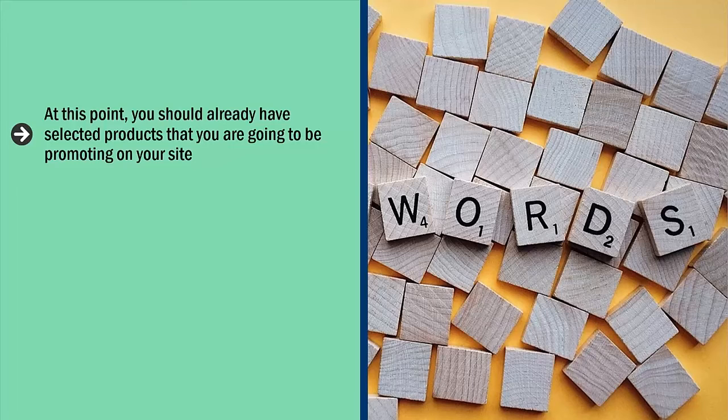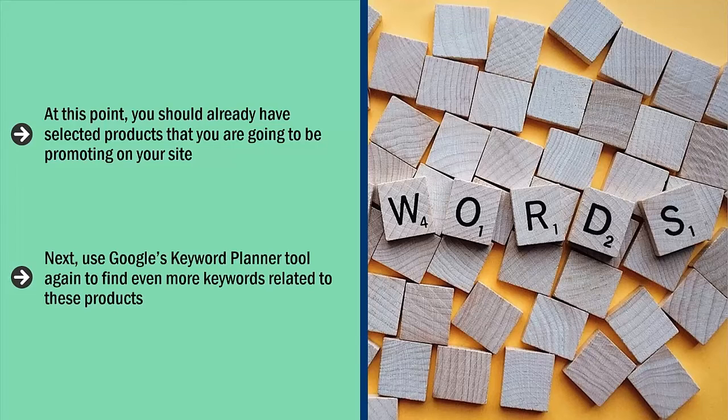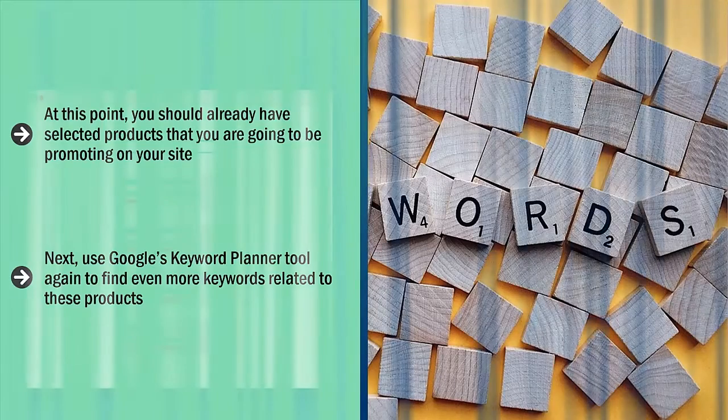Look at their headings and subheadings and reverse engineer their keyword targets. These pages target certain keywords, so get all those keywords. Next, use Google's Keyword Planner tool again to find even more keywords related to these products. At the end of this process, you should have a long list of pages full of keywords that are related to the products that you are promoting.